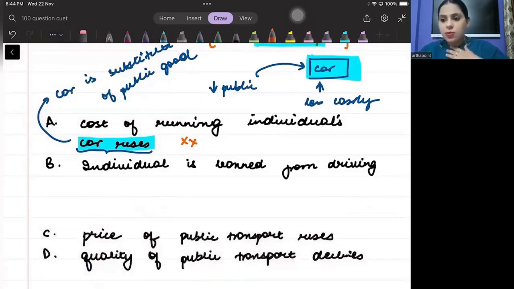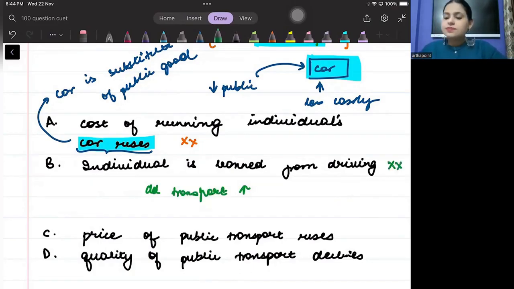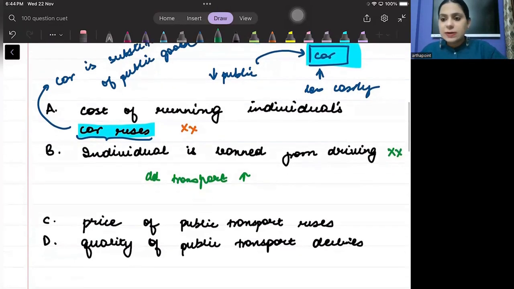Individual is banned from driving. If someone comes and tells me you cannot drive, what will I do? I will use public transport. So the demand of public transport should increase. If I'm banned from driving the car, I will have to use public transport. But demand is decreasing now. So this is incorrect. Yes beta, is this clear?